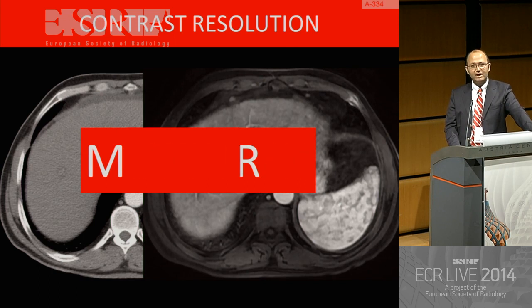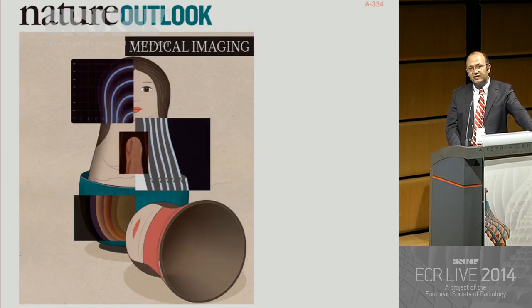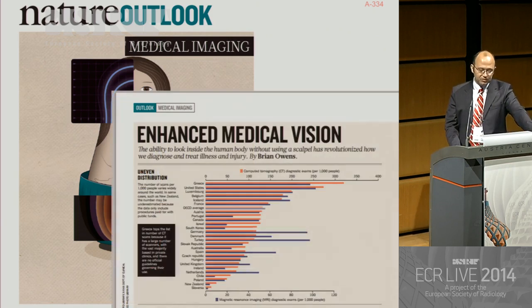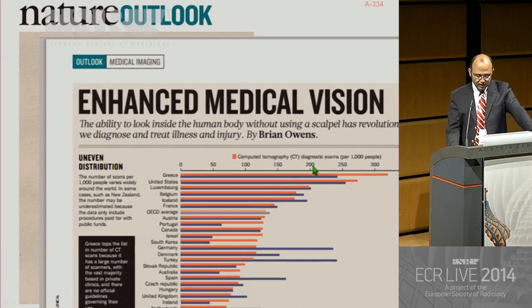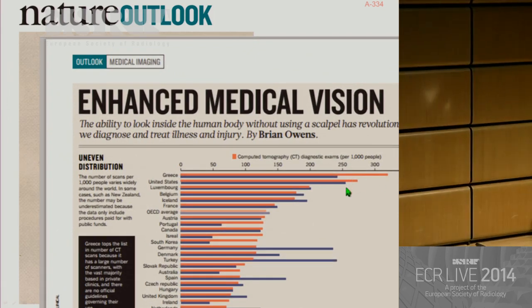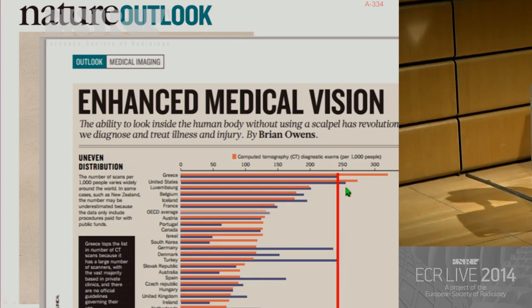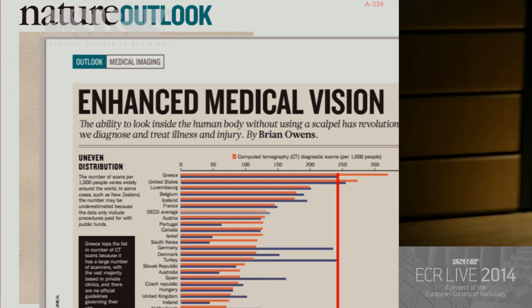So now we'll shift to the MR, and I'm going to show you some very interesting cases. And this is a very interesting article which appeared in Nature. So I want to show you some statistics, okay? So the blue bars represent the MR studies per 1,000 people, and the yellow one is the CT. Look who's leading the war. Of course, Greece is leading the CT. Look at the US, they're leading the MR.